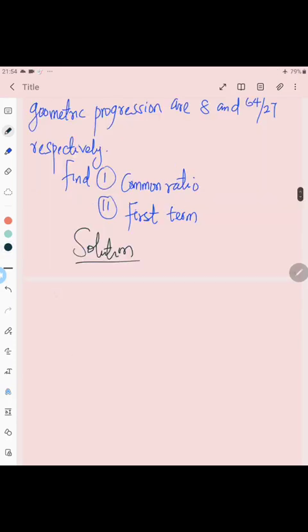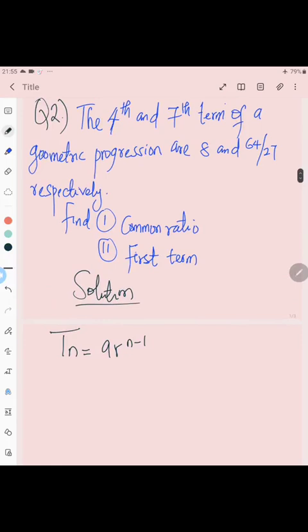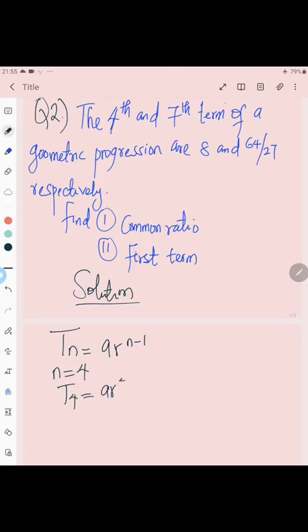we have the relation for the nth term of a GP as Tn is equal to AR raised to the power of n minus 1. Looking at the first statement, we have the fourth term, so n is equal to 4. Let's substitute into the equation. We have T4 is equal to AR raised to the power of 4 minus 1, and the fourth term of the geometric progression is equal to 8. So we have AR raised to the power of 3 is equal to 8. We call this equation 1.